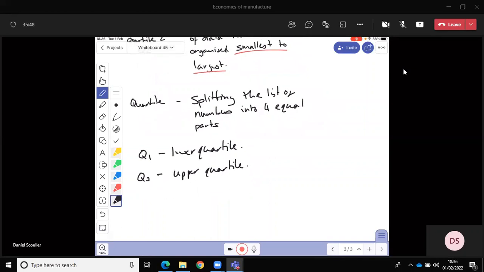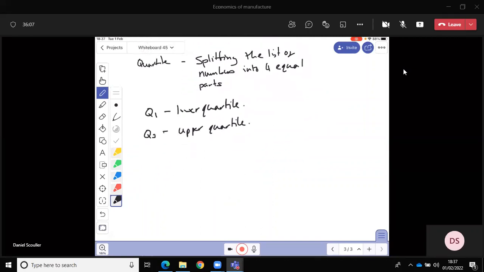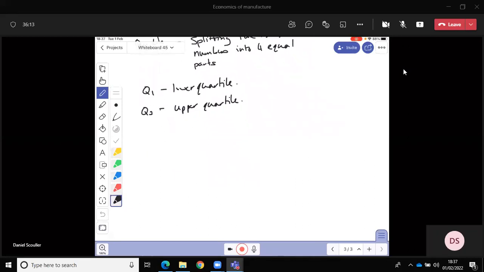Okay, so if we split that into 4 equal parts, we've got first section, then we've got Q1, second section, Q2, third section, Q3, and then the last section. Okay, so those numbers in between, this will make more sense when we put some numbers to it, is the lower quartile and upper quartile. Okay, so we've split it up into 4 equal parts.